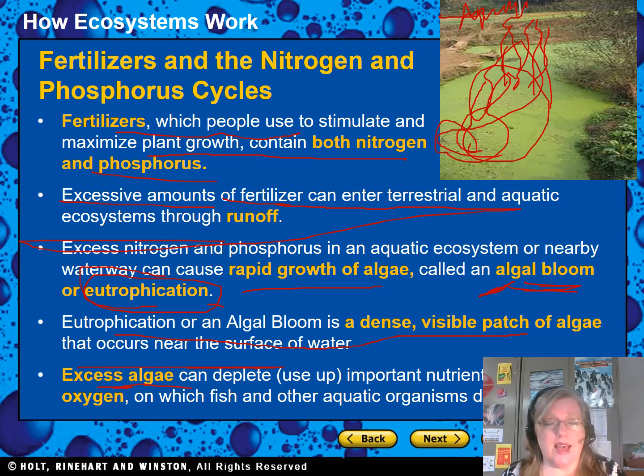So this excess algae is going to deplete or use up the important nutrients like the oxygen on which fish and other aquatic organisms depend.